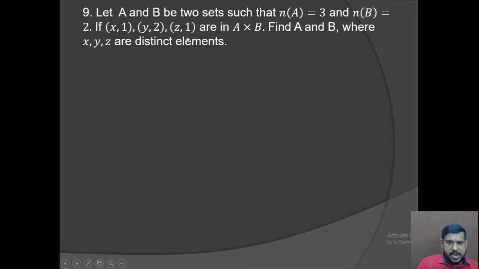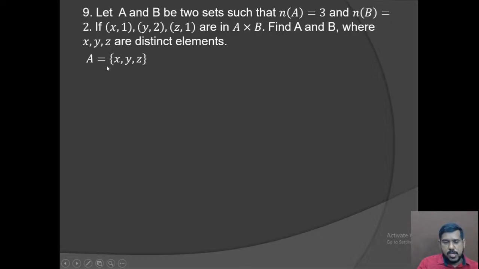Now we know that elements in A is 3 and elements in B is 2. So in the given A cross B, the first element comes from where? A. The second element comes from B. So see, the first elements are x, y, z. x, y and z are different elements, they have given. So different elements means we have got 3 different elements. n of A is what? 3. So totally 3 elements. So we can say that x, y and z are the 3 elements of A.